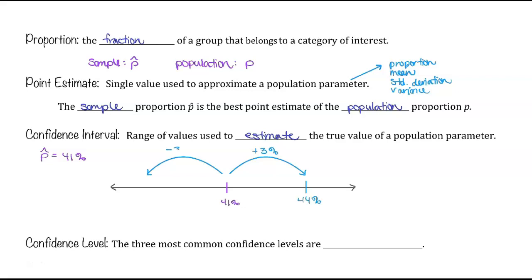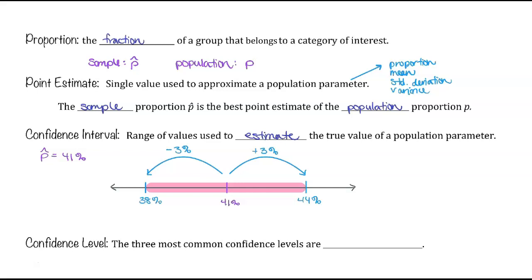And if we go 3% below 41%, we are at 38%. This creates an interval from 38 to 44% where we think the population parameter actually lives. We believe, based on the sample, that between 38 and 44% of Americans approve of the president's performance. We also have what's called a confidence level, and it's how confident we are that the population parameter is actually in the interval that we created.